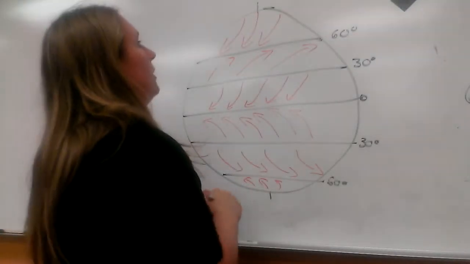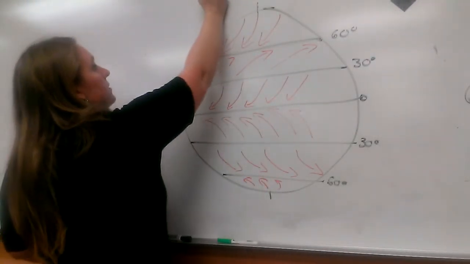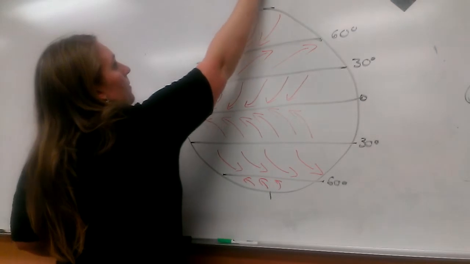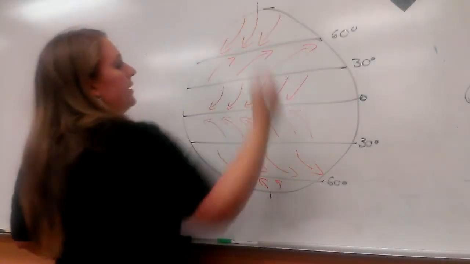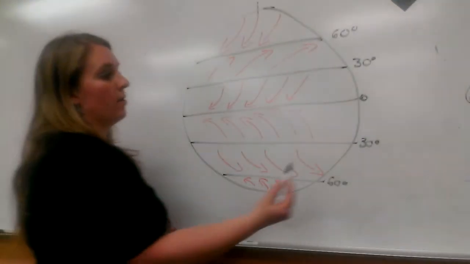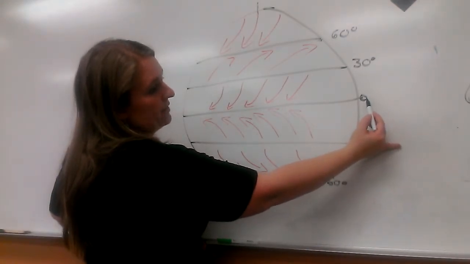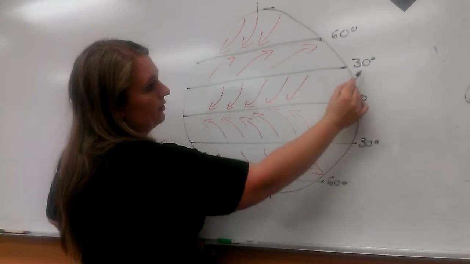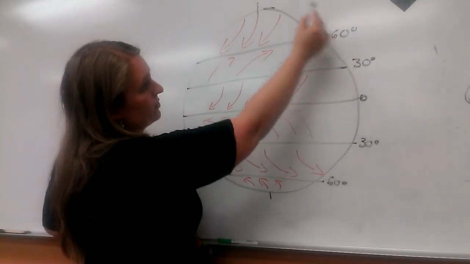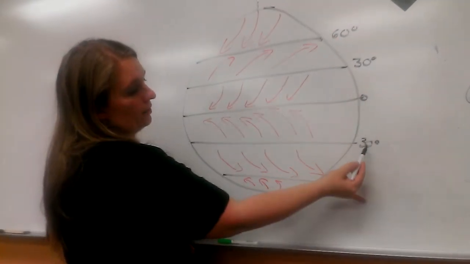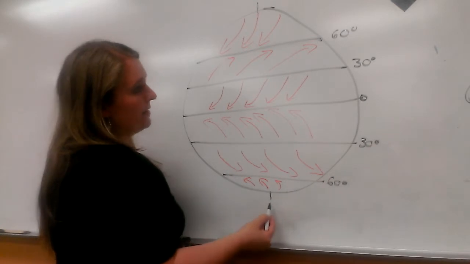All right, so today we're going to talk about our global wind systems. So these are something you want to keep in mind when you think about how energy is transferred on the Earth. So I've already added in our latitude. We have 0 degrees, so our equator in the center, 30 degrees north, 60 degrees north, North Pole, and then 30 degrees south, 60 degrees south, South Pole.